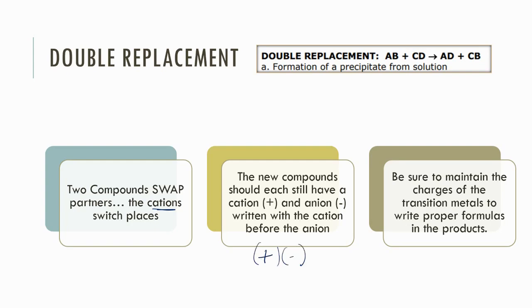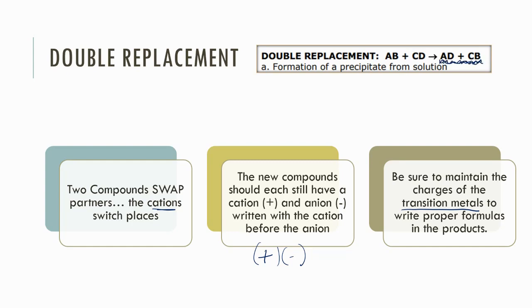Always, always. Okay. We also need to make sure that we're maintaining the charges from the reactants to the products, specifically for the transition metals. So what that means is we're going to have to work backwards to figure out what the charge on the transition metals are in the reactants and make sure to use that proper charge when I write the new formulas in the products. We need to write new formulas in the products because these new compounds have to be properly balanced.